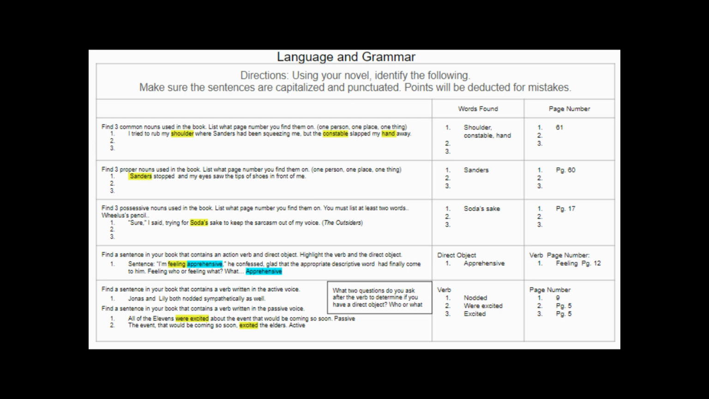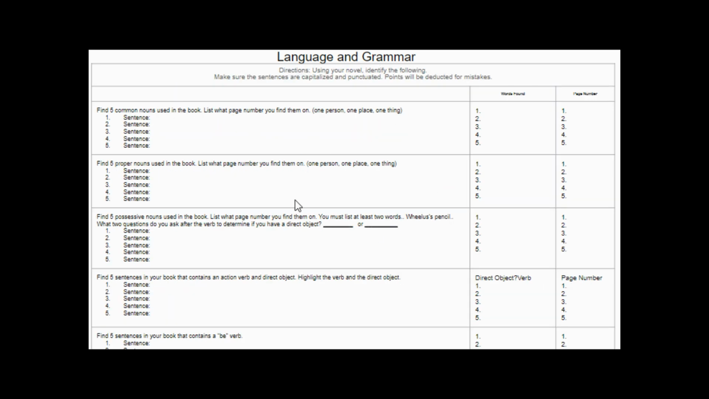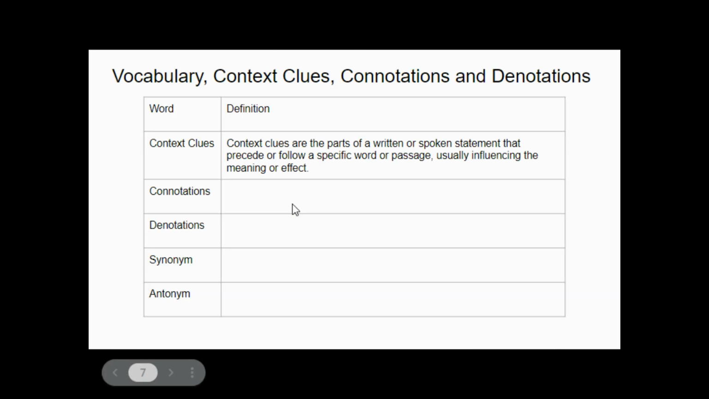On this slide right here, you're doing the same thing that we just did on slide 5. And then on slide 7, you're doing the exact same thing you did on the slide before it. You're just doing a little bit more. On this slide right here, this is slide 7. All right, definition. This has to be in complete sentences.